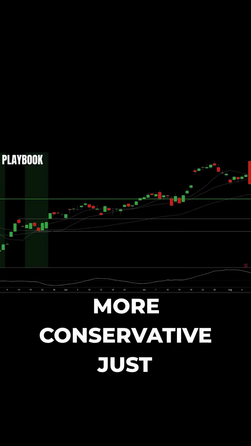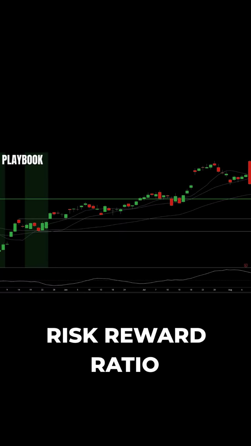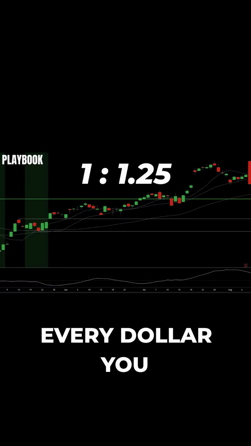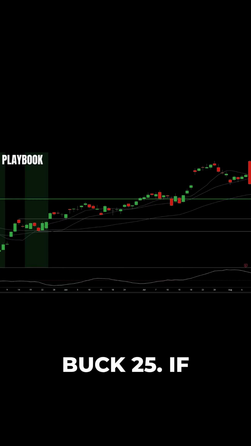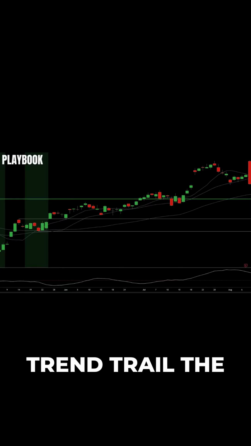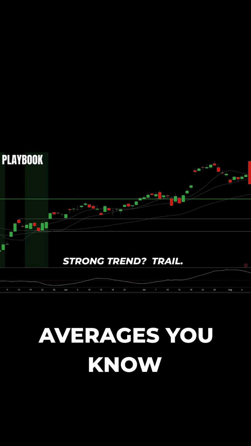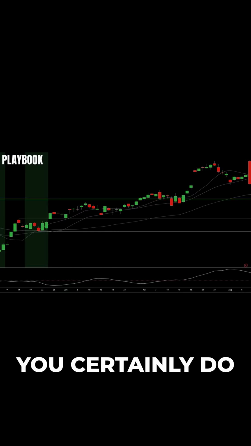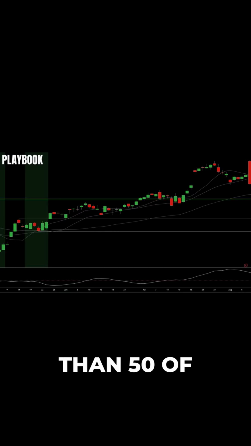Now, if you are more conservative, just aim for a risk-reward ratio of 1 to 1.25. So for every dollar you risk, you're looking to make $1.25. If the price trend continues, trail the stop with one of the moving averages. Allow your profitable trades to run as you get more experience, but you certainly do not want to give back more than 50% of the open profit.